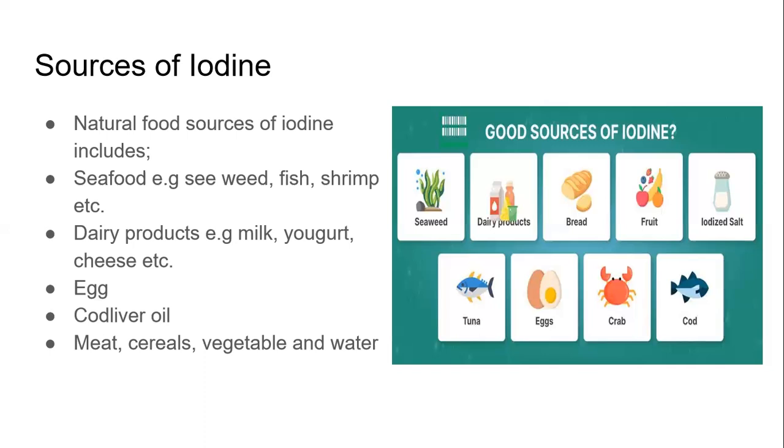But if it does not, then that will reflect the iodine concentration even in cereals and meat, because the meat iodine content will definitely reflect the iodine content in the cereals you take in, the vegetables, and the water you're taking. So if the water, the cereals, and the vegetables don't contain iodine, the meat will definitely not have it either. It's just a translation of what you have taken from the vegetables. So we just mentioned seafood like seaweed, fish, shrimp, etc. And then we talk about dairy products like milk, yogurt, and cheese.